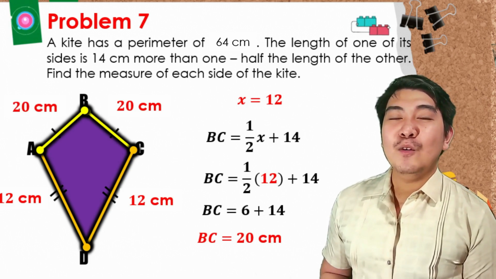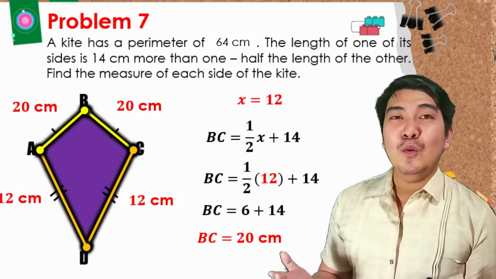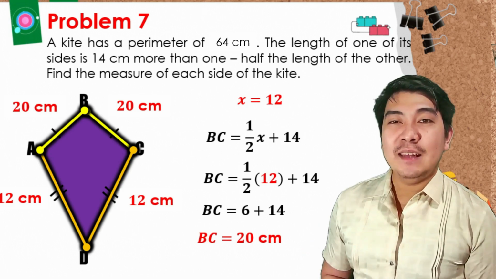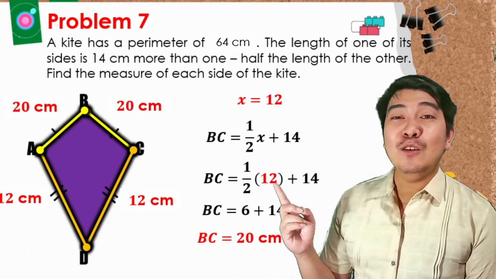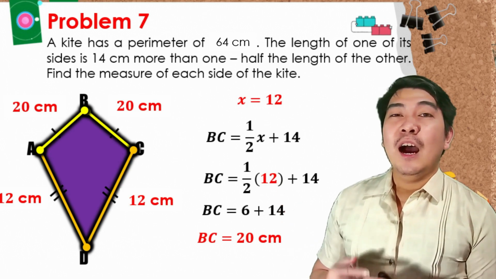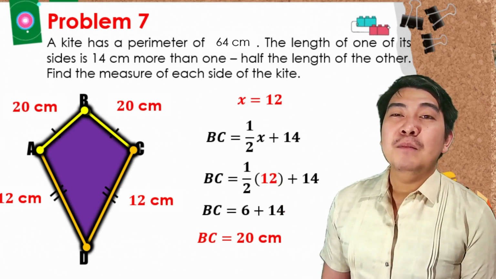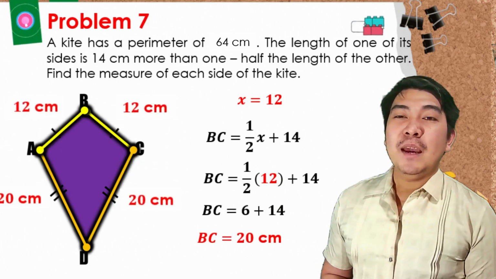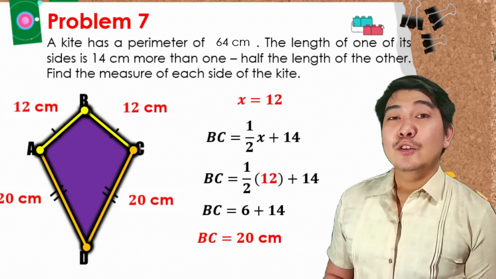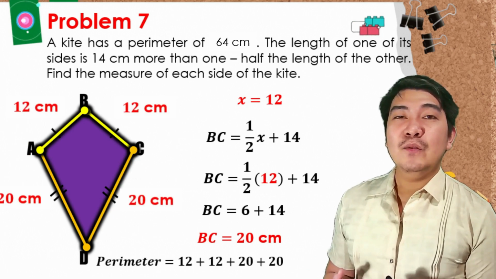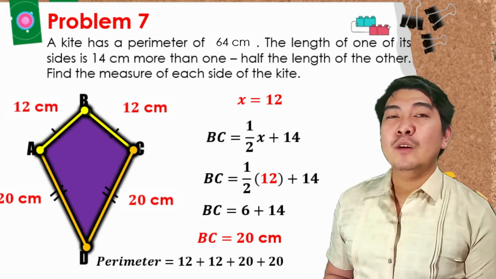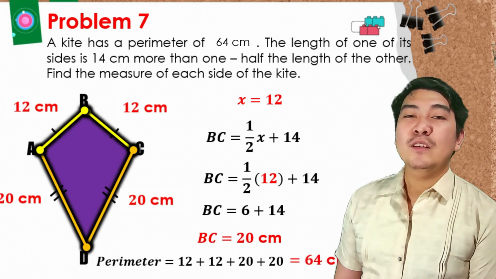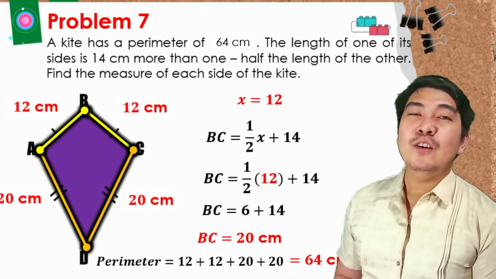Earlier we assumed the measures of the sides. Since we have now gotten the accurate or exact size of each side, if you notice, our figure looks a bit off. So let us now arrange what the figure should really look like. We just swap the two pairs of side measures. To check, the perimeter must be 64 centimeters. If we get the sum of all the measures of the sides, the sum is 64 centimeters. So therefore, our answer is correct.